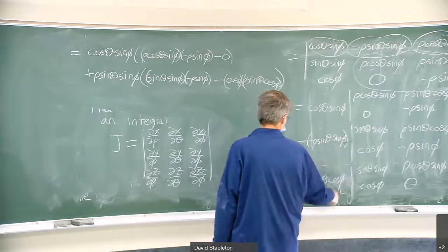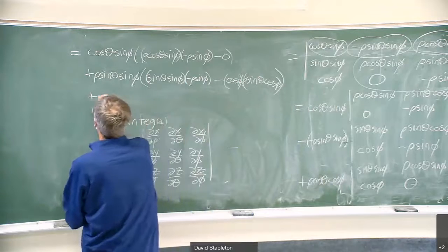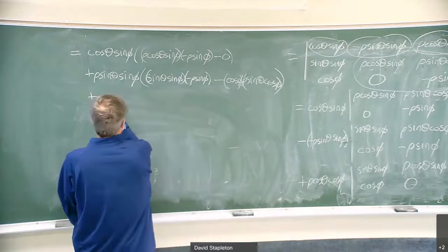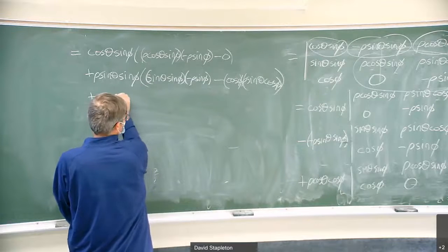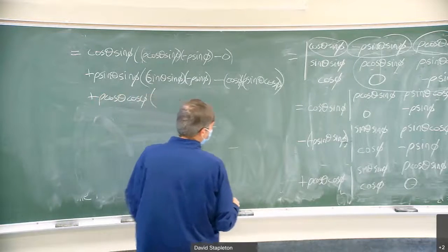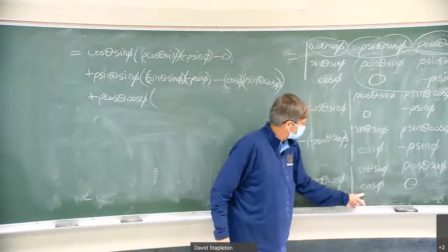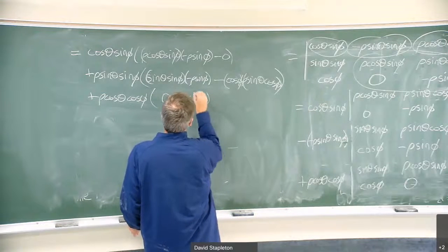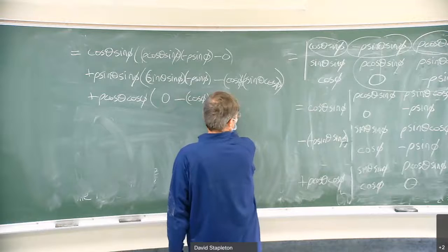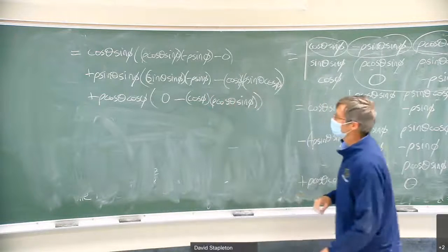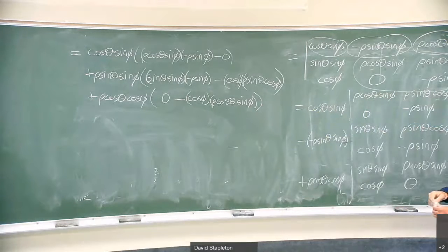And then finally minus plus this one, plus rho cosine theta cosine phi times this times this is 0, and so I just get minus this times this. It's 0 minus cosine phi times rho cosine theta sine phi. So there it is, the Jacobian for transformation to spherical coordinates, right?